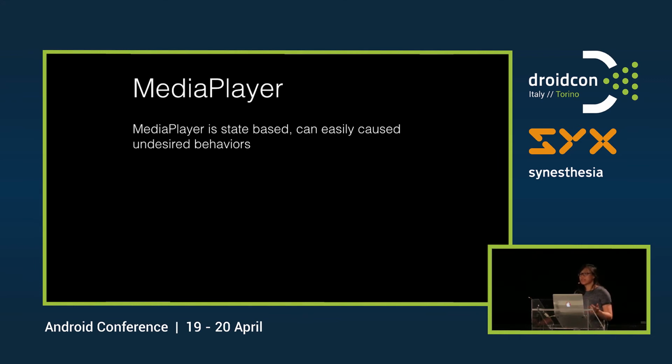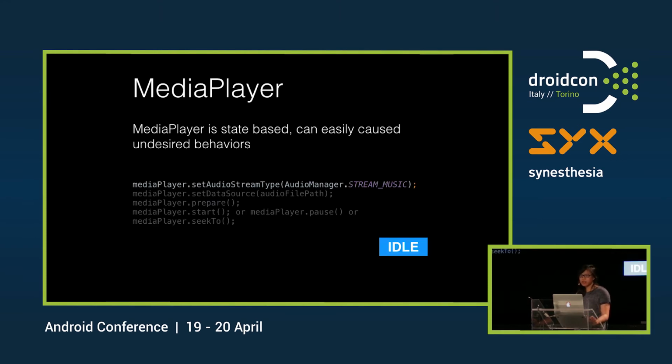So since it's so state-based, it could easily cause behaviors that you don't expect and you don't want. So let's take a look at what kind of states the media player is in every time you do something with it. Once you set the audio stream type, this is when you're like, okay, I'm going to start streaming music, or I'm going to start streaming some notification sounds. It's in this idle state, which means it's not ready to do anything yet, but you simply told it, okay, be ready for it, but we're not ready to play it yet.